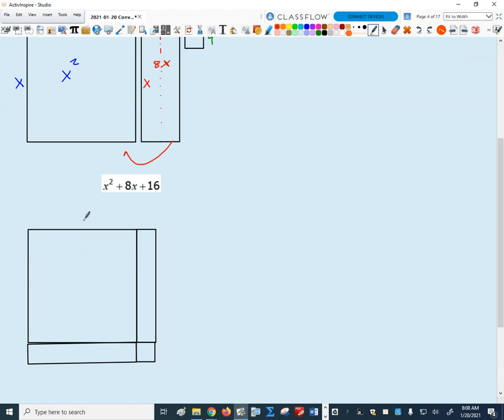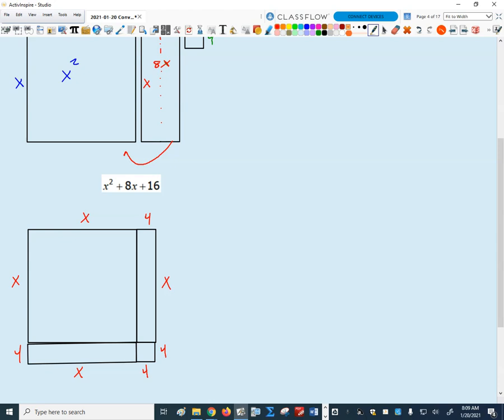So then here's our x and our x, and then half of 8 would have been 4, and that's an x. And then that's x, and then there's a 4, because we cut this dimension 8 in half. And then look what fits down here in the corner. I've got my 4 by 4 piece.